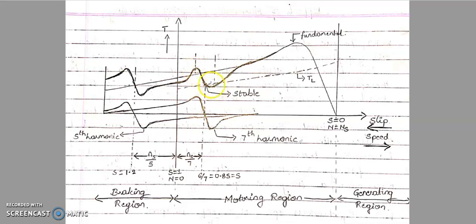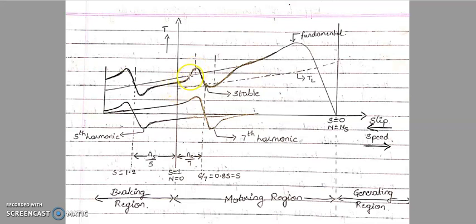From this point to this point, it is called the stable region. Now, from this point to this point, you can see that torque is increasing. From this point to this point, you can see torque is decreasing exponentially. Again, but speed and all, it is less.